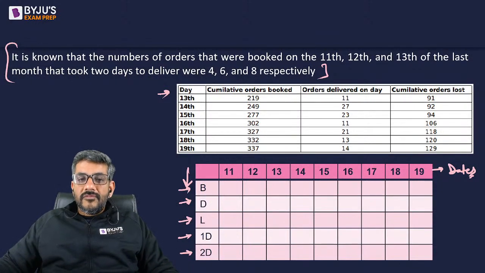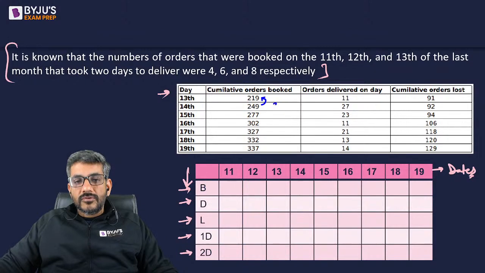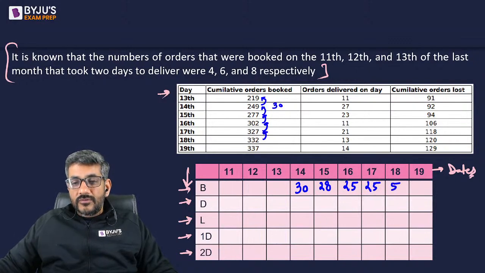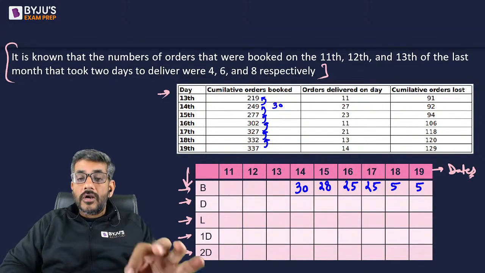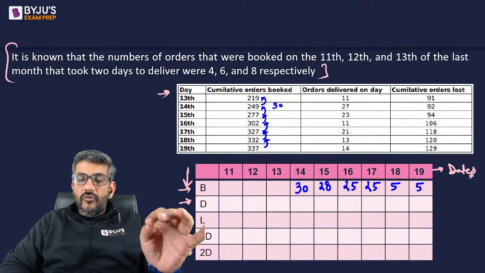Now let's start filling it. How do we fill it? First of all, on 13th day, he says cumulative orders booked are 219. On 14th day, 249. So as I told you, 249 minus 219 is the orders booked on 14th. That is equal to 30. On 15th day, it is 277 minus 249. That is 28. On 16th, it is 302 minus 277. That is 25. On 17th day, it is 327 minus 302. It is again 25. 332 minus 327 is equal to 5. And 337 minus 332 is 5. This is the total number of orders booked on these days.